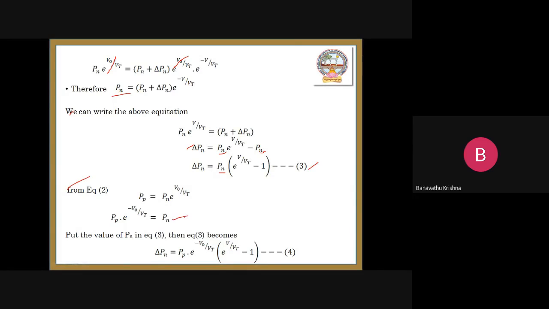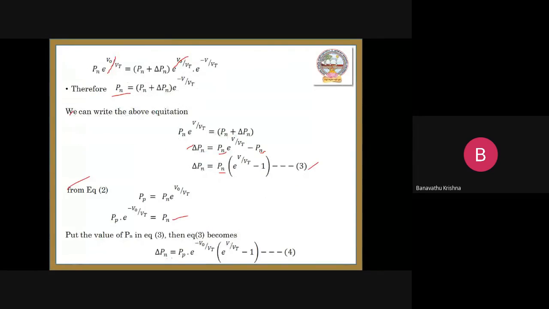This is the value of Pn. So put the value of Pn in equation number 3. Then equation 3 becomes like this. Here we are getting the Pn value, you can substitute this Pn value in equation number 3. So delta Pn equal to Pp into e power minus V0 by Vt into, e power V by Vt minus 1. So this is equation number 4.